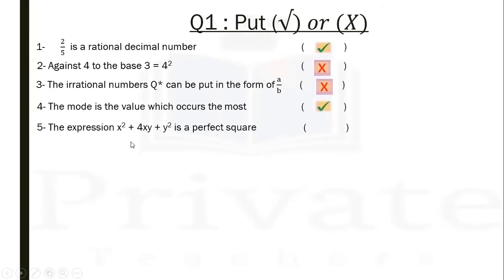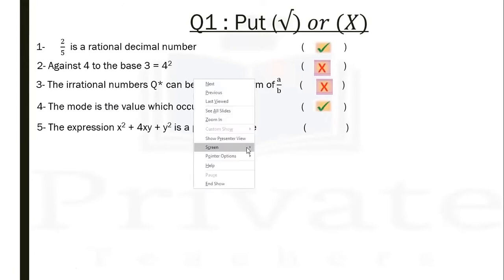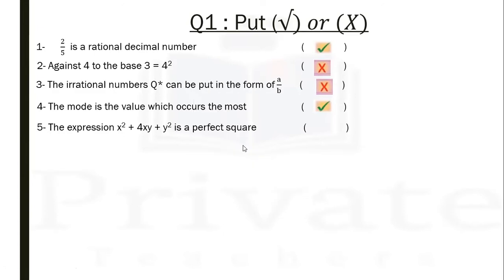Number 5, the expression x to the power of 2 plus 4x plus y to the power of 2 is a perfect square. The question here is about checking whether this expression is a perfect square or not. To check it, we have a rule which says we bring the square root of the first one, the square root of x to the power of 2, and then we bring the square root of the third one.